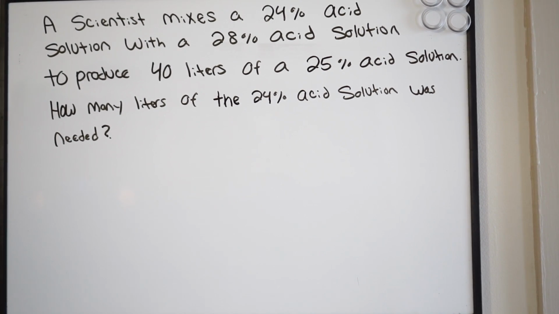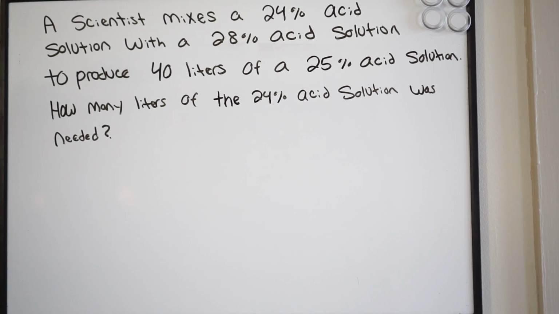Alright guys, today we're going to be talking about a SAT style question, and it's dealing with solutions and mixtures. Okay, so let's go ahead and read the problem and then we'll talk about it. It says a scientist mixes a 24% acid solution with a 28% acid solution to produce 40 liters of a 25% acid solution. How many liters of the 24% acid solution was needed?